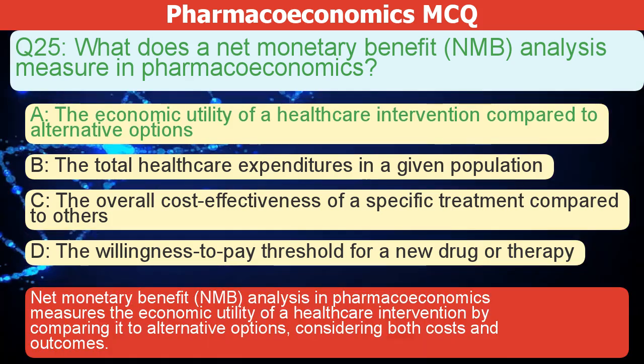The correct answer is A. Net monetary benefit, or NMB, analysis in pharmacoeconomics measures the economic value of a healthcare intervention by comparing it to other options, considering both costs and outcomes.